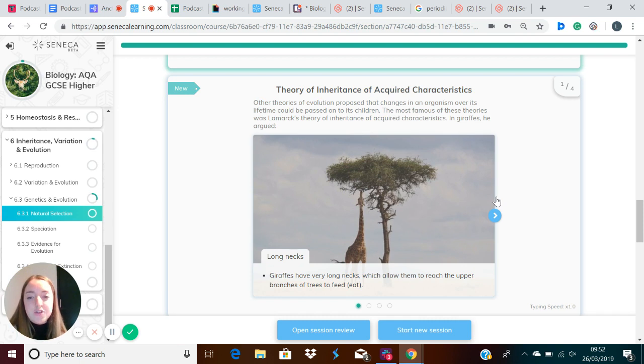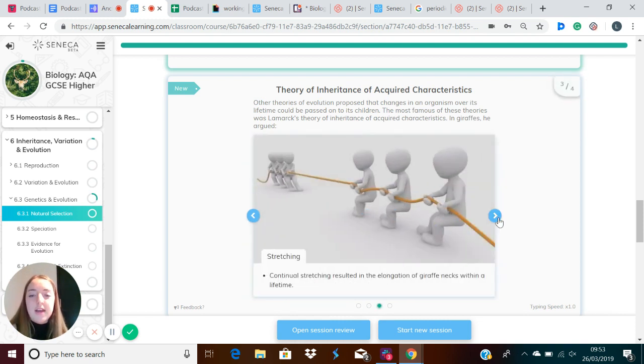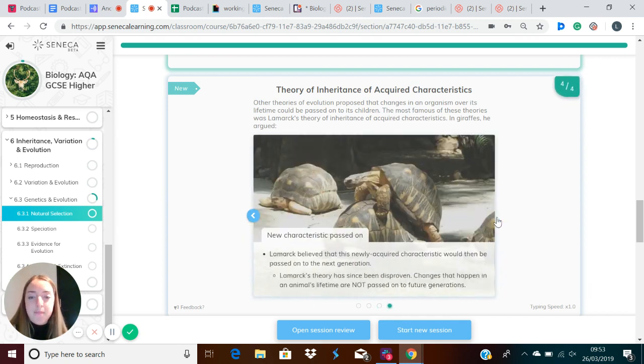So he said that giraffes have very long necks, which allow them to reach the upper branches of trees to feed. He said that earlier giraffes had shorter necks, and so would have had to stretch to reach their food. And that this continual stretching resulted in the elongation of giraffes' necks within a lifetime. Lamarck believed that this newly acquired characteristic, a long neck, would then be passed on to the next generation.